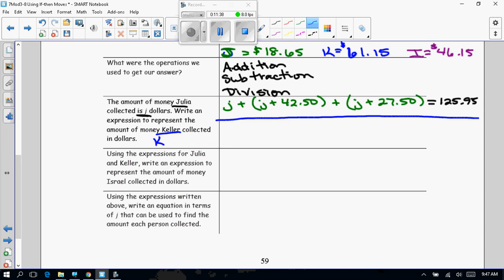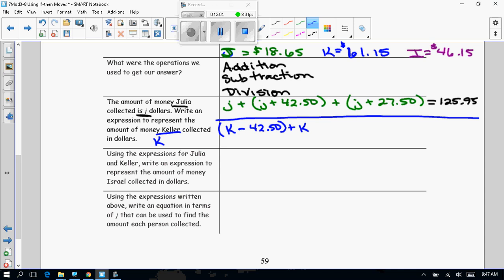So Keller, he's the middle guy, right? And Julia raised less money than him. How much less did Julia raise? Keller's amount minus the $42.50. Right? He was $42.50 more than her. So if I base it off of Keller, Keller is the base number. Then Julia was $42.50 less than him.